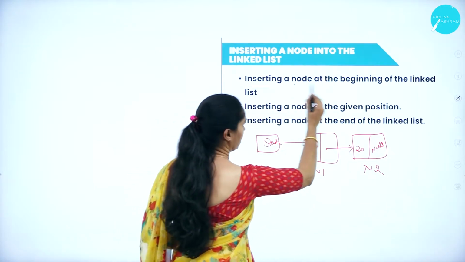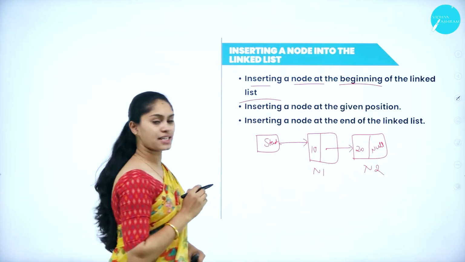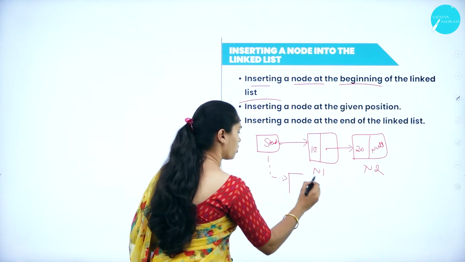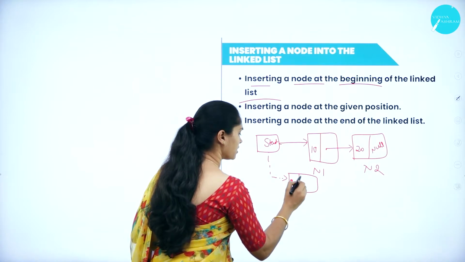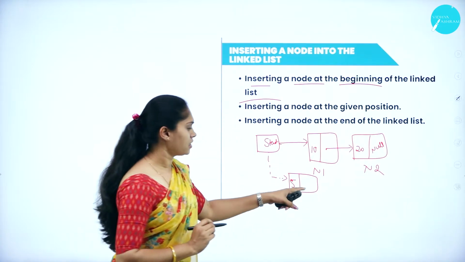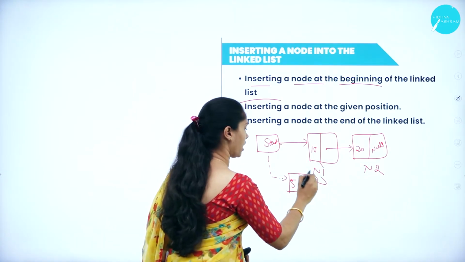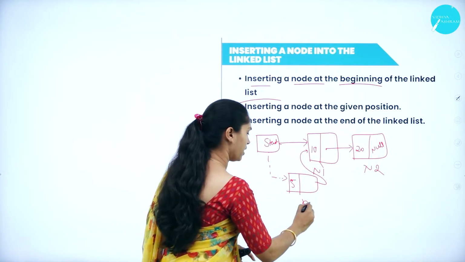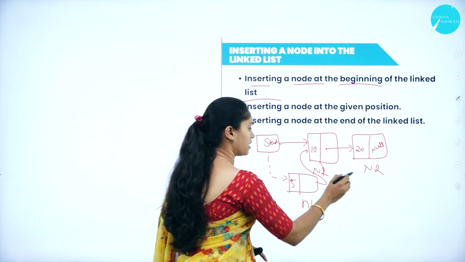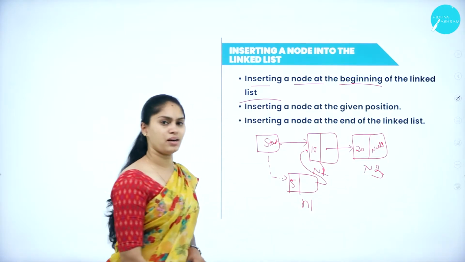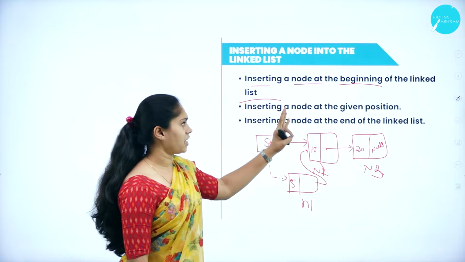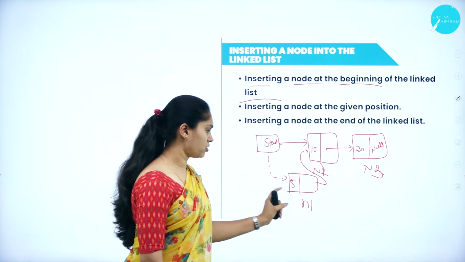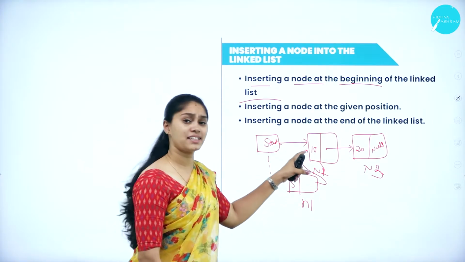So, inserting a node at the beginning of a linked list, I wanted to add a new node called 5, with data 5, and this will point to this location. At that time, this becomes my new node, that will be marked as N1, and this will become N2, and this will become N3. This is inserting a node at the beginning of a linked list. So this start pointer will point to the new node instead of pointing to the existing node.